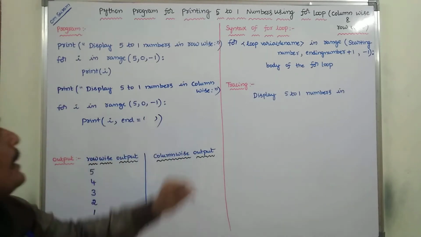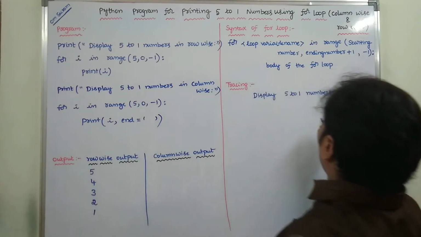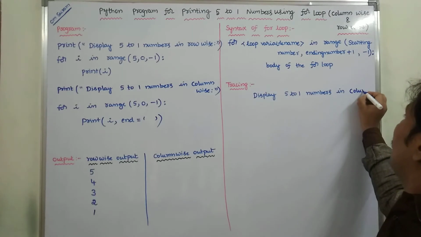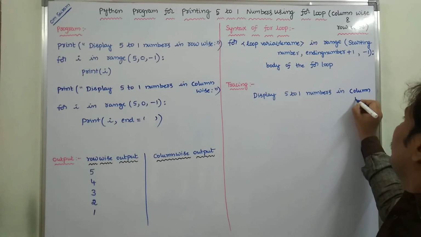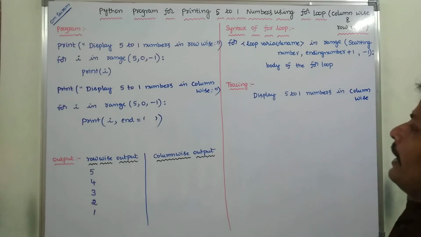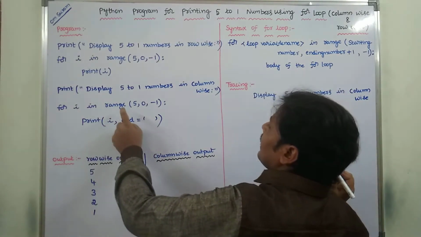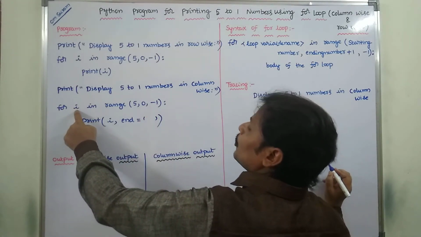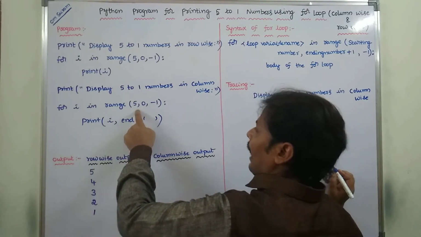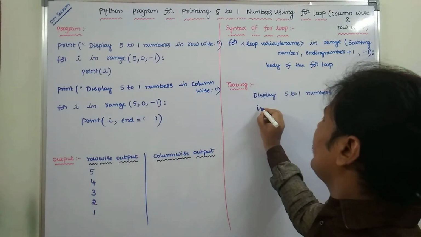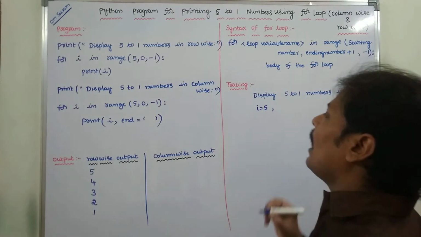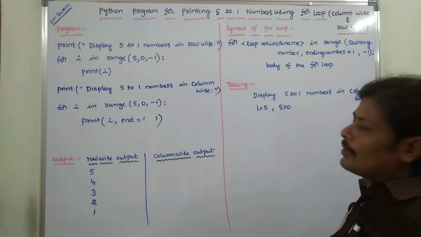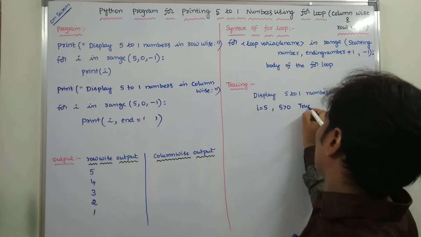Okay. Now we go for tracing. Print displays 5 to 1 numbers in column wise. This statement is printed. Okay, next one. For i in range(5, 0, -1). Here the loop variable i starts from 5. So now i is equal to 5, and 5 is greater than 0. As the condition is true.